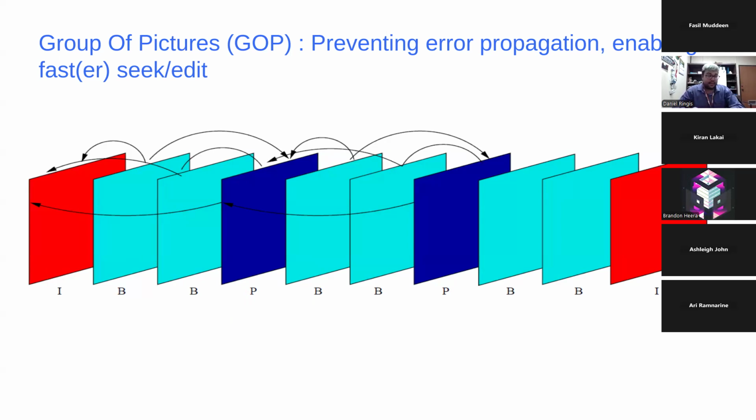One of the things which is done is every so often we would need a new iframe because we want to minimize error. If we are all predicting off of something which was wrong, that wrong prediction will continue to happen. Whereas our iframes are generally the same. They're going to be as true as can be in our compression, and we move from there.